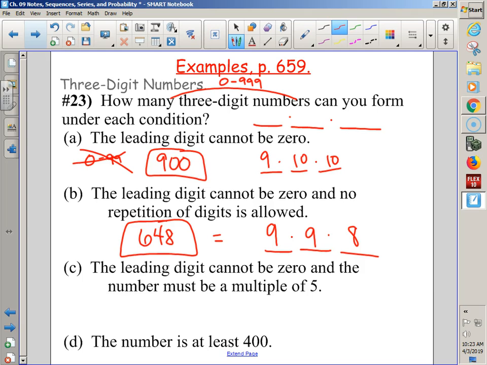Leading means the very first number. When you say a number 572, the leading digit is the 5. The 2 is like the ending digit. Well, 10 has 2 digits, though. So I'm filling place values. So these are all the numbers 0 through 9, 0 through 9, 0 through 9, except 0 is not allowed first.